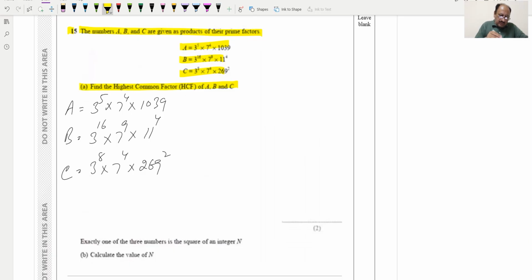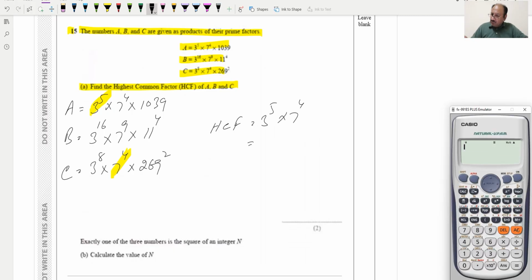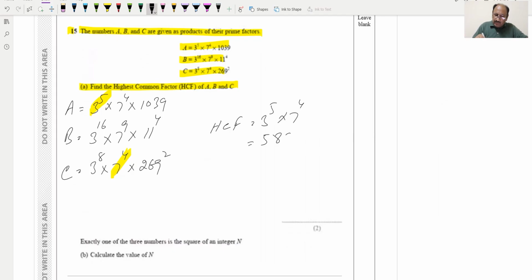So for the highest common factor, we will be taking the smallest power. The smallest power will be this one and this one, which is common in all. So we can write 3 raised to 5. HCF will be equal to 3 raised to 5 into 7 raised to 4, which will be equal to this number, 5834, and this will be our final answer, which we can write over here. This was a 2 mark question which we have done.